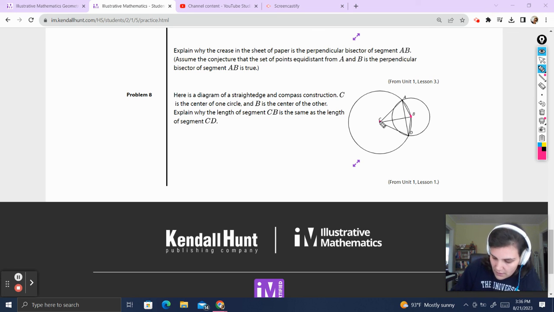Well, CB goes from the center of circle C to the edge of circle C, and it is a radius, and CD goes from the center of circle C to the edge of circle C, and it's also a radius. And we know the definition of a circle is a set of points equidistant from the center. So all of the radiuses in every circle are always the same length. So because CB and CD are both radiuses, therefore they have to be the same length. And that's enough information to conclude the reason why they're the same measure.